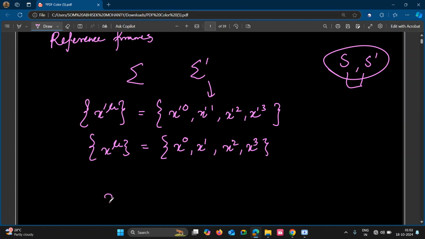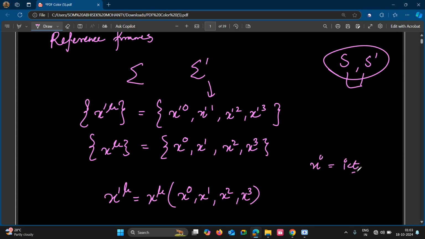I will write the transformation as x dash mu is equal to x dash mu of x0, x1, x2, x3. So this x0 is basically the zeroth component, which we usually write as ict, where c is the speed of light and t is time. So here this mu can be written as 0, 1, 2, 3. Okay, this is the transformation.